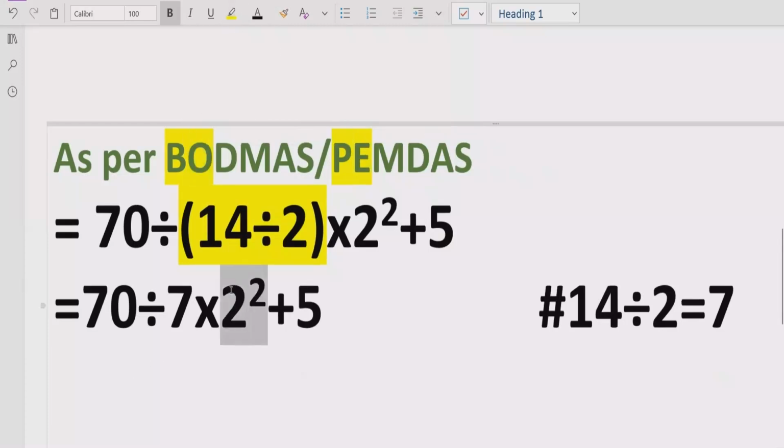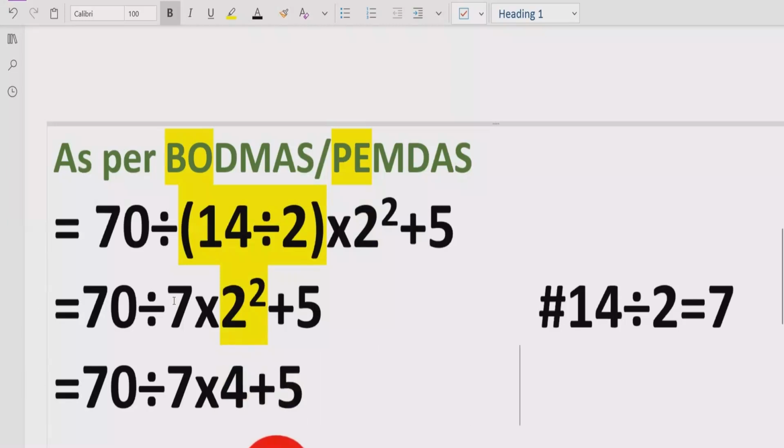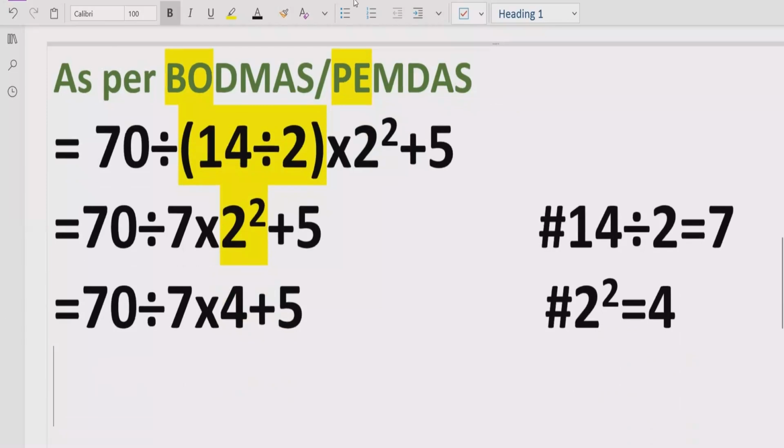Now move forward. Step number 2, you have to solve the exponent part or order of operation. So we have here 2 raised to power 2, which is a number which has the power. So we will write like 70 divided by 7 multiplied by 2 raised to power 2, which means 2 multiplied by 2, which equals 4, plus 5. Again, we will write as it is. And here we have to give the reference like 2 raised to power 2 equals 4. Now we have solved the exponent part. Now we have to go for division and multiplication.